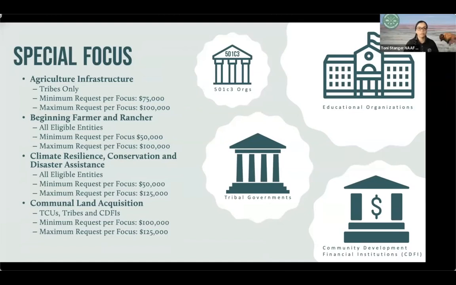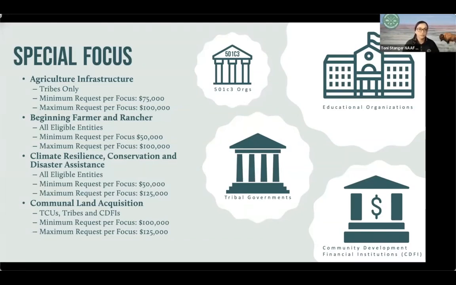A note on the special focus areas: our general funding, which we talked about, with its maximum and minimum for those applications, is embedded in that. This complements that part of our application process. So this is in addition to the funding that you could receive for those sections; you can add this.